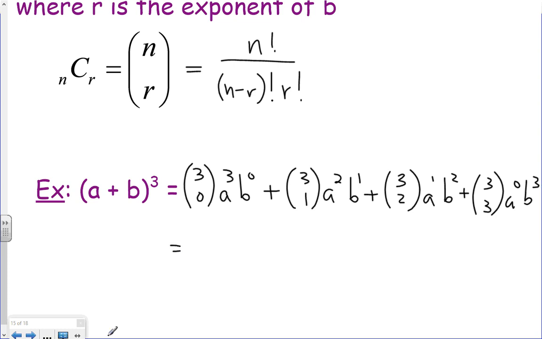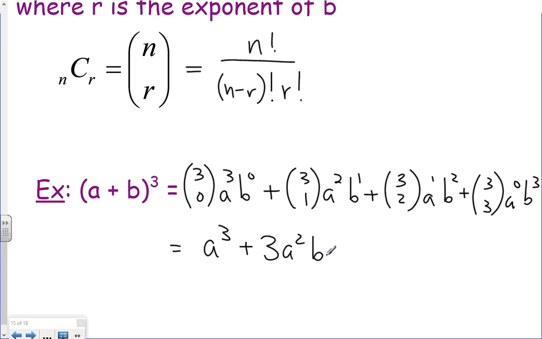What does this turn out to be? Well, 3 choose 0, if you have 3 objects to pick from and you're not going to pick any of them, there's only one way to do that. Don't pick any. So that's 1. b to the 0, that's 1. So this just turns out to be a to the third. 3 choose 1. If you've got 3 objects and you're going to pick one of them, you can either pick the first object, that's one way to do it, you can pick the second object, that's the second way, or you can pick just the third object. There's 3 ways to do that. 3 choose 1 is 3.